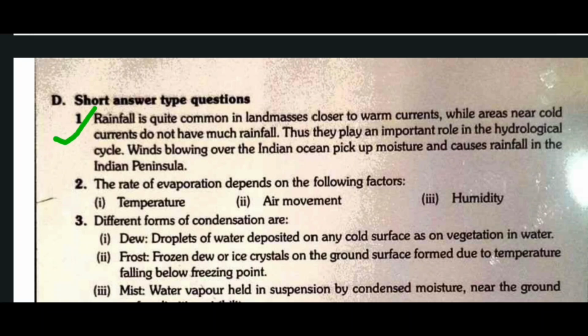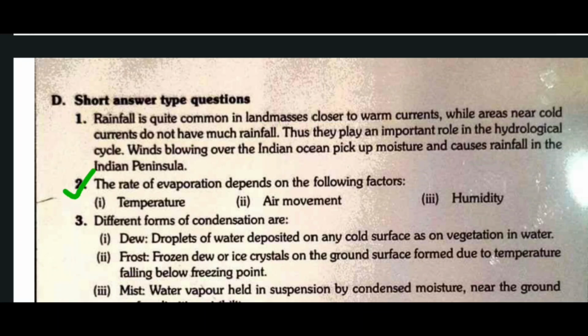So first is question number 1, how do ocean currents help in bringing rain to the land masses? Rainfall is quite common in land masses closer to warm currents, while areas near cold currents do not have much rainfall. Thus, they play an important role in the hydrological cycle. Winds blowing over the Indian Ocean pick up moisture and cause rainfall in the Indian Peninsula.